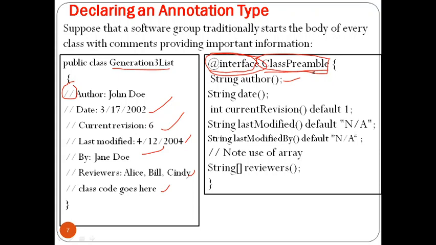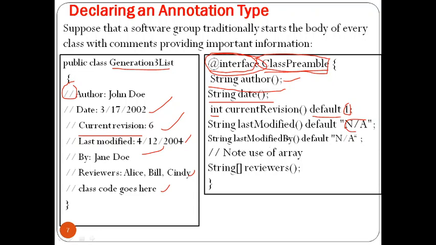So my annotation is ClassPreamble, and within that, whatever elements are required, I require author. The value author contains is a string, that's why I'm writing String author. And I require a date, so I'm writing String date. And I have current version, which is an integer, so I mention int currentVersion. The default value, when the user has not provided any value, I am providing is 1. And next, I require a lastModified attribute also. So for that I am writing String lastModified. When the user does not provide any value, I am providing the value N/A, not applicable.